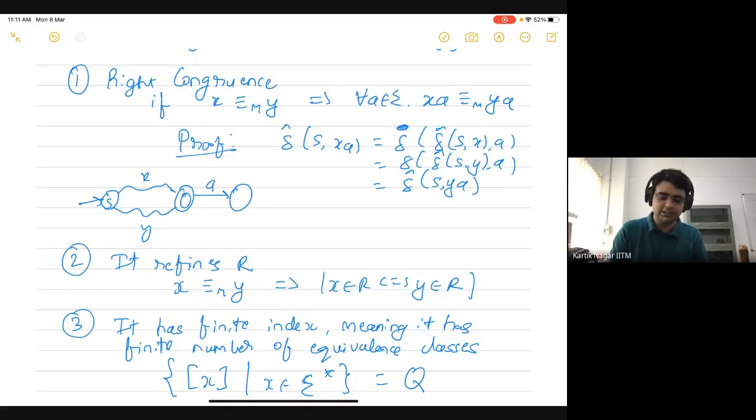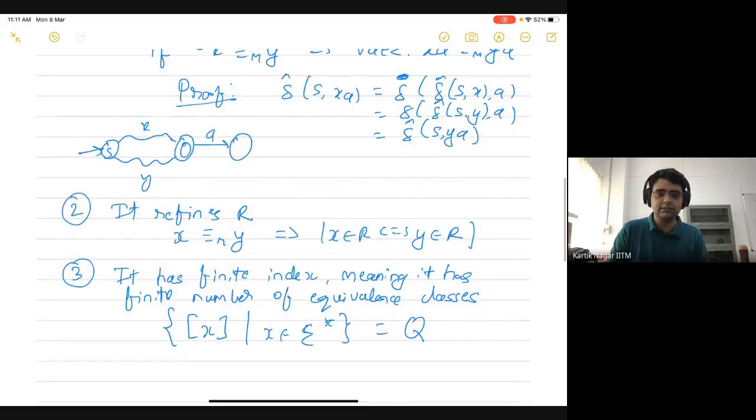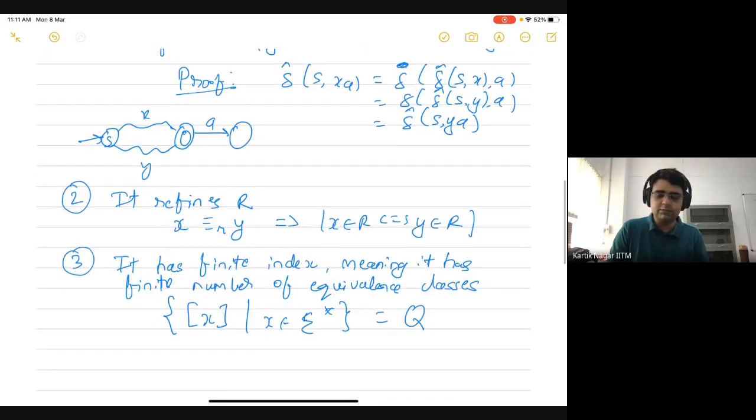We will formally define this notion of refinement in today's lecture as well, but this is the definition. And finally, the third property that this relation has is that it has finite index, which means that it has a finite number of equivalence classes. In fact, the number of equivalence classes of this relation is the same as the number of states in the original DFA M.